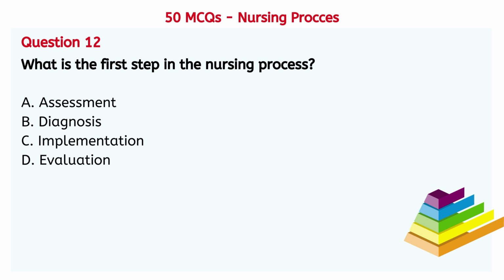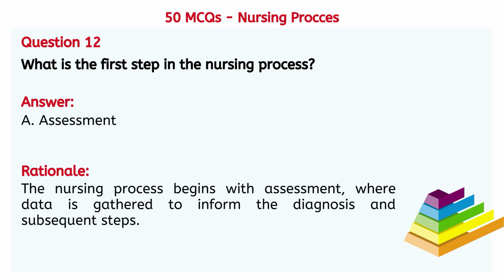Question 12. What is the first step in the nursing process? The options are A. Assessment, B. Diagnosis, C. Implementation, D. Evaluation. The answer is A. Assessment. Rationale: the nursing process begins with assessment, where data is gathered to inform the diagnosis and subsequent steps.